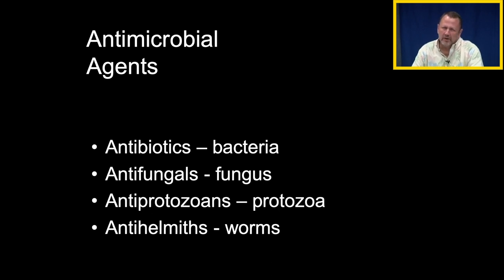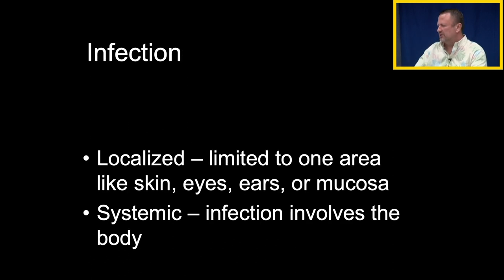All right, well, one of the problems with the antimicrobial agents, they have all sorts of different names. Antibiotics are typically used for bacteria, antifungals for funguses, antiprotozoal agents for protozoa, antihelminthic agents, those treat worms. So there's all sorts of different words to use for the antimicrobial agents. If an infection is localized, that means it's limited to one area. If an infection is systemic, that infection involves the entire body.